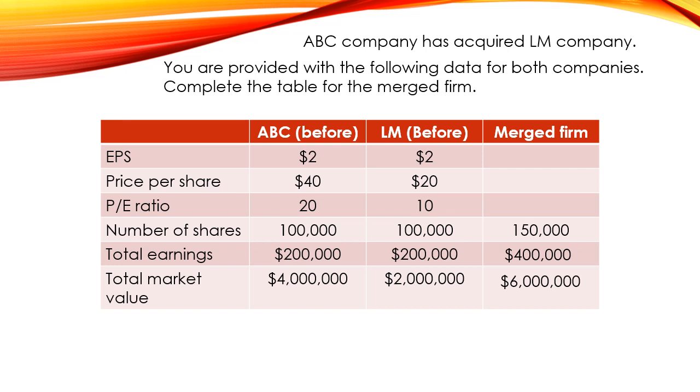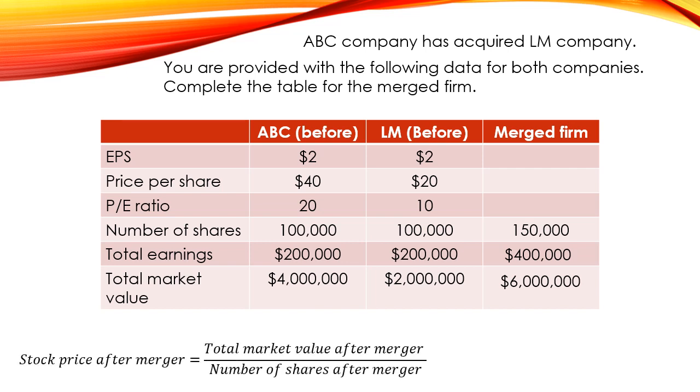Now we will determine the price per share after merger. It is equal to the total market value after merger, the 6 million already calculated, divided by the number of shares after merger, which has also already been calculated, the 150,000 shares. As a result, the stock price after merger will be equal to 40, which is similar to that of ABC before the merger.